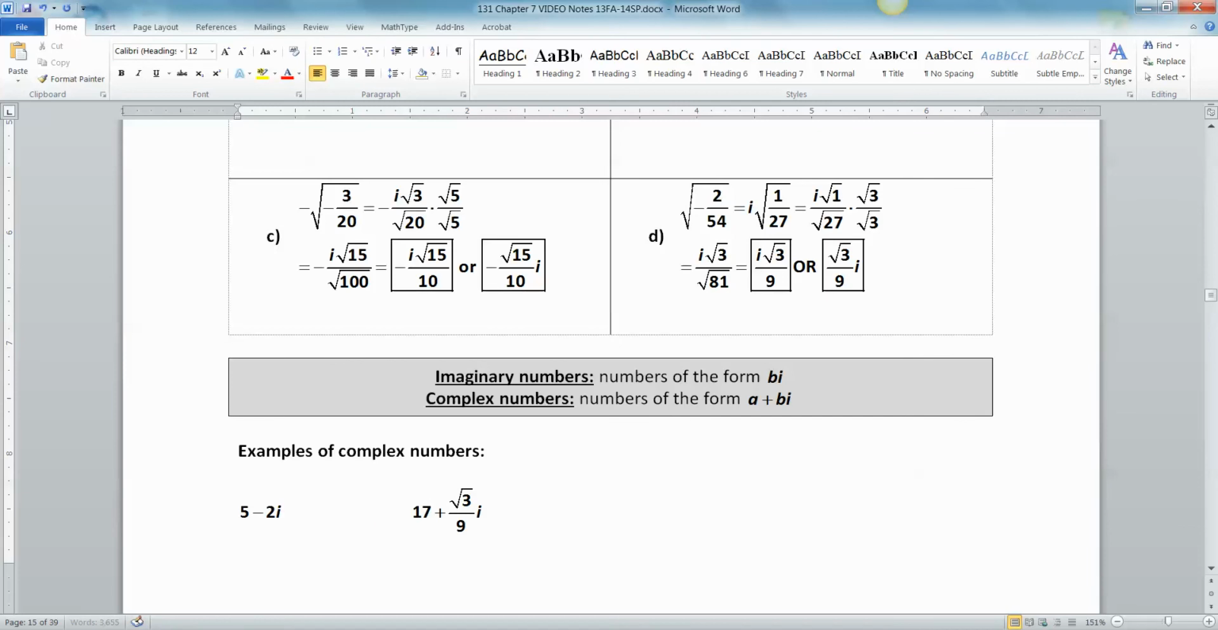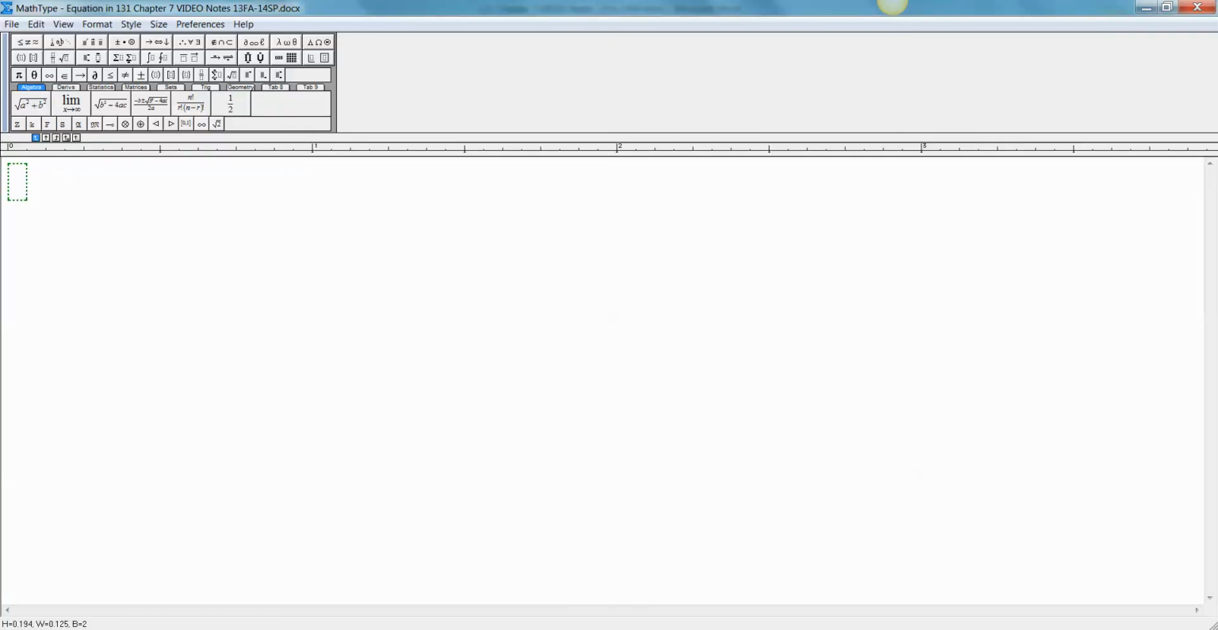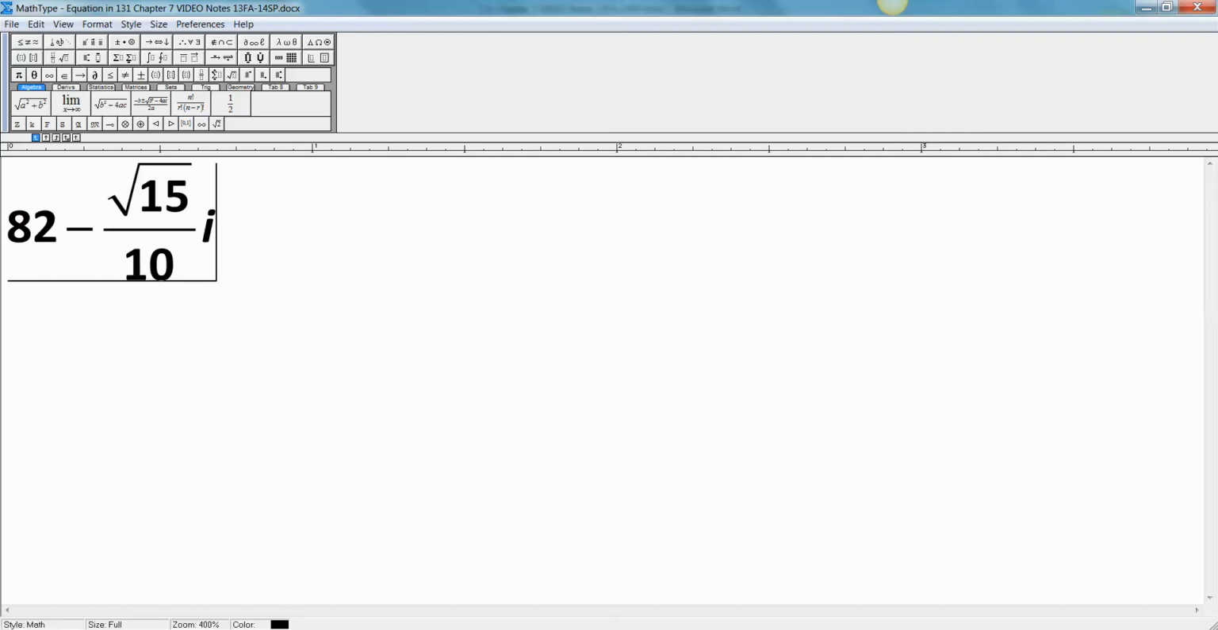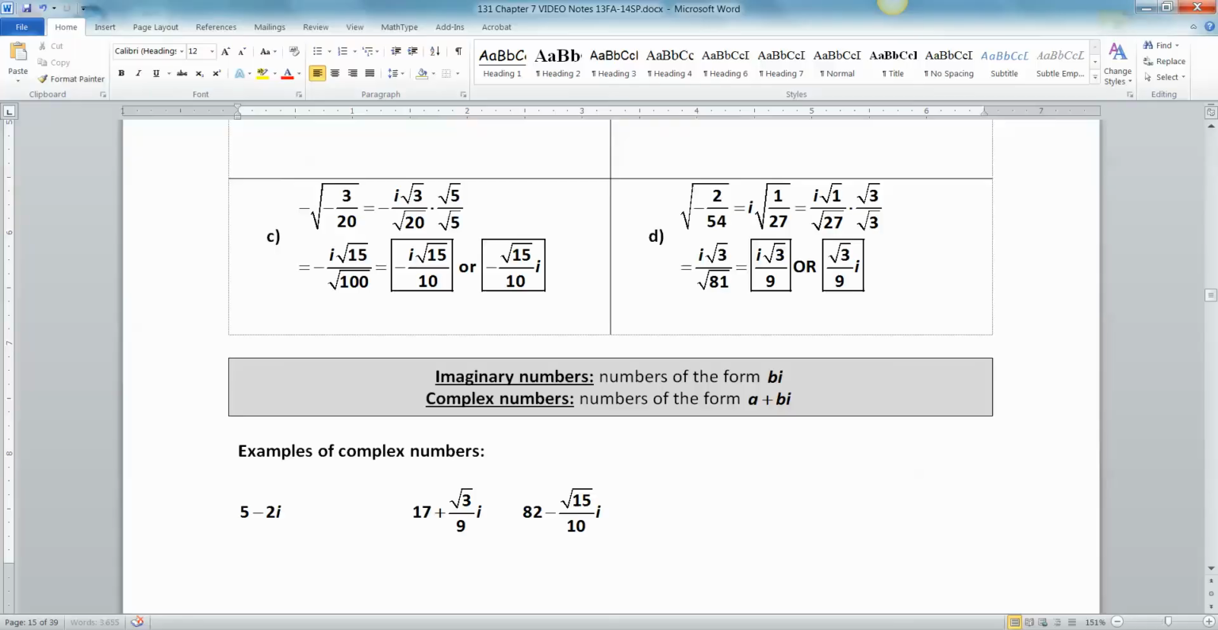All right, then what about, let me think of the other one we did. So we had 82 minus the square root of 15 over 10i. Those are all imaginary numbers, or excuse me, they're complex numbers.